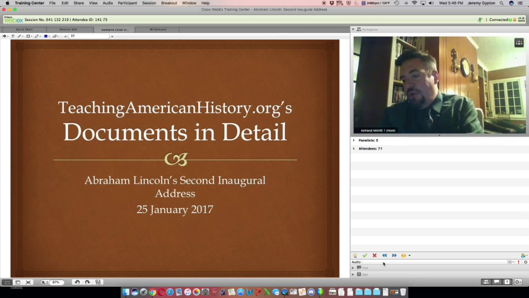So perhaps we could lay the two addresses side by side. Aside from the obvious that one is given before fighting has actually begun, and the second is given when it's about over, what are the most striking differences between these two addresses in terms of emphasis, in terms of how they reflect Lincoln's thinking?